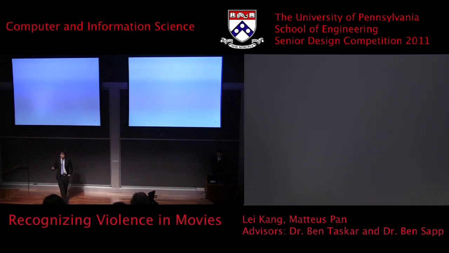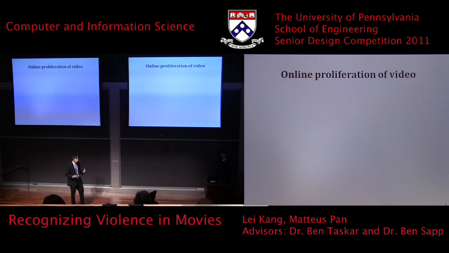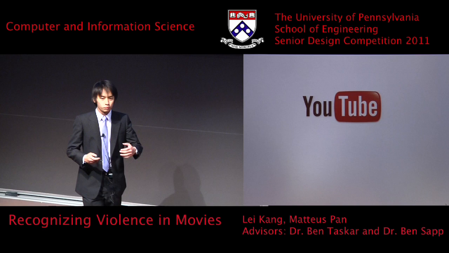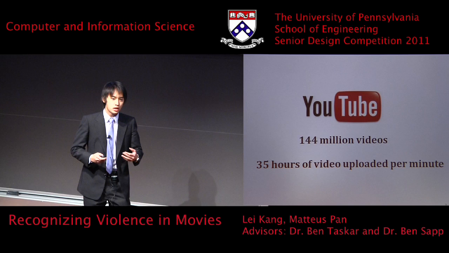So in recent years, we've seen a huge online proliferation of video. We have so many different video sharing websites right now. We have YouTube, Facebook, MySpace, Hulu, Netflix, and so many other different kinds of video hosting websites, each with a massive amount of video. So let's look at YouTube alone, right? YouTube has 144 million videos, and every single minute, there are 35 hours of video being uploaded.